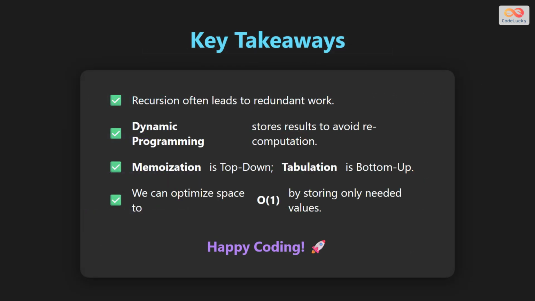To wrap up, recursion can be elegant but inefficient due to repeated work. Dynamic programming solves this by storing results. You can choose between memoization or tabulation depending on the problem. And finally, always look for opportunities to optimize space if you only need a few previous values.